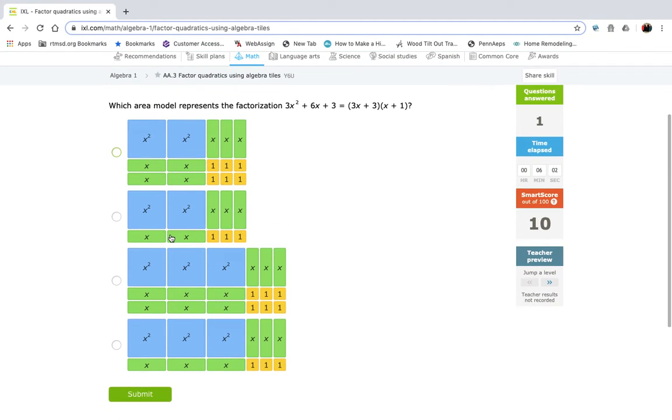Let's look at this one. This is 3x squared plus 6x plus 3. Okay, so we're going to see which one of these has 3 blue blocks. So notice that's the third or the fourth one. Okay, now let's see which one of these has 6 green blocks. Well, that's not the third one because that has 9 green blocks. So it has to be this one.